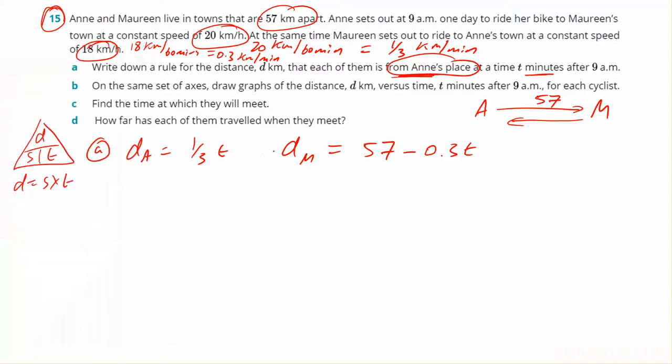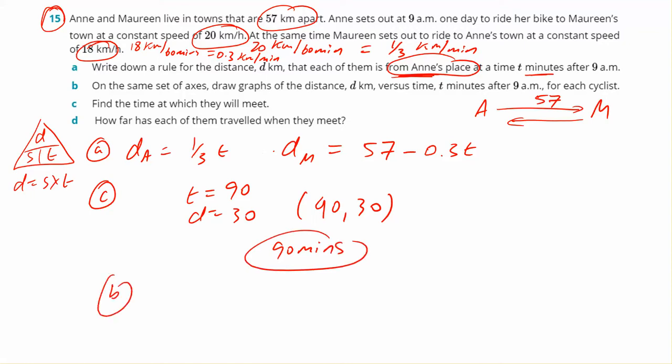For part C, I'm going to do part C first. We know that t equals 90, d equals 30. So 90, 30 is my point of intersection. So find the time at which they meet. So 90 minutes would be your answer.